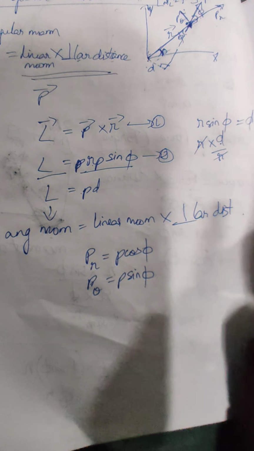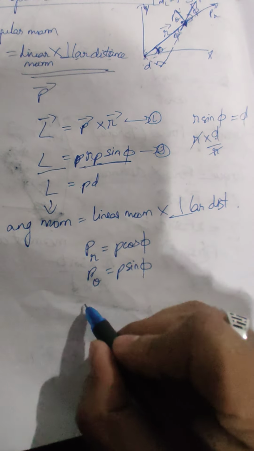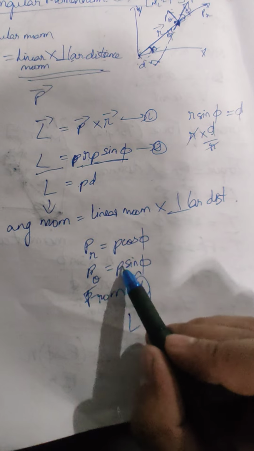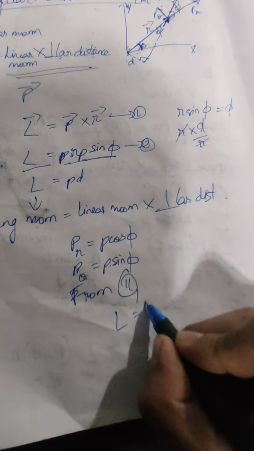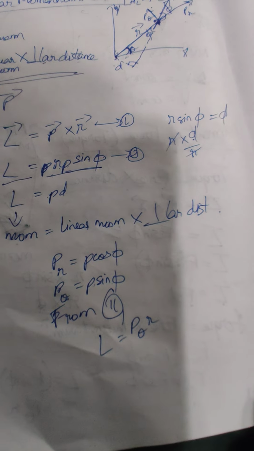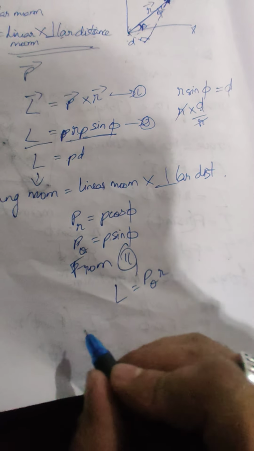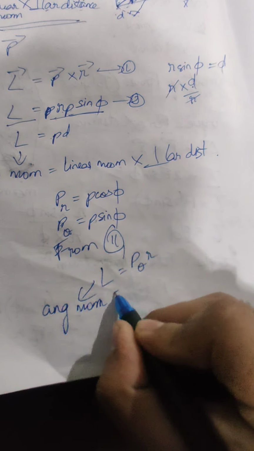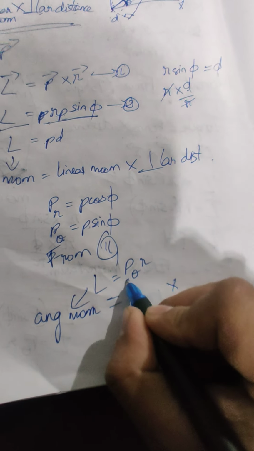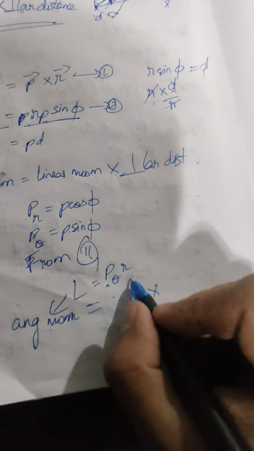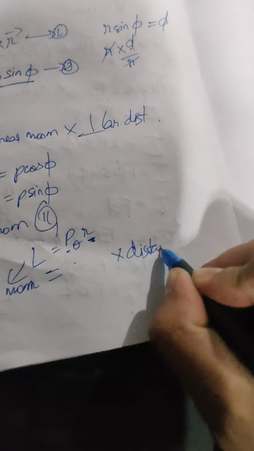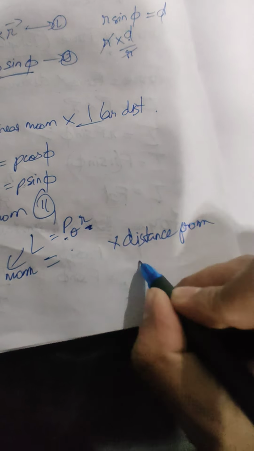So P sin phi, from this equation 2, what will L equal to? Since P sin phi is equal to P theta, we can write L equals P theta R. Again, from here, what can we write? We can write that angular momentum L is equal to the product of R and P theta. R is the distance from the axis of rotation.